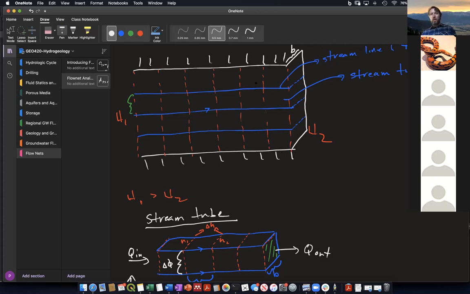All right. So to calculate the contour interval, we would do delta H, which is equal to H1 minus H2, over the number of head drops or head contours, NH, the number of contours starting at 0. So this one would be 0, 1, 2, 3, 4, 5, 6. All right, so now capital H here is the difference between my starting and ending head in my flow net.